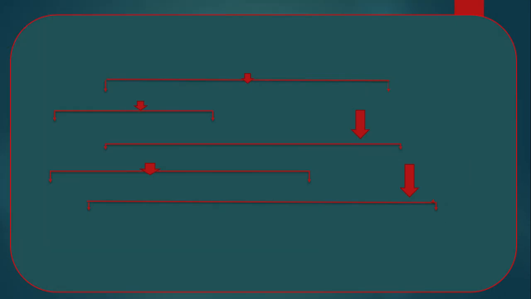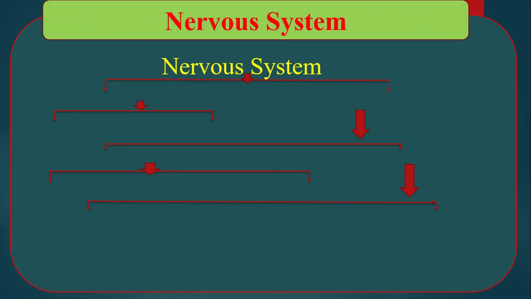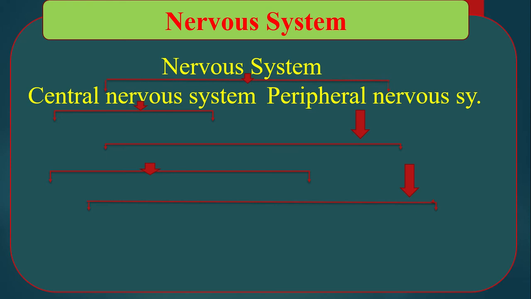Dear students, there are topics: influence of hormones and influence of nerves. You have to read these topics yourselves. Now we are going to discuss the nervous system. Nervous system is mainly formed by two parts. Number 1, central nervous system. Number 2, peripheral nervous system.